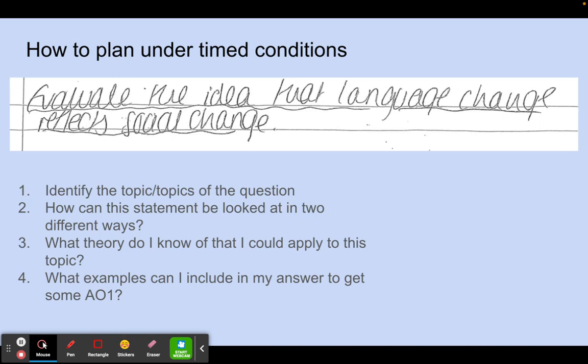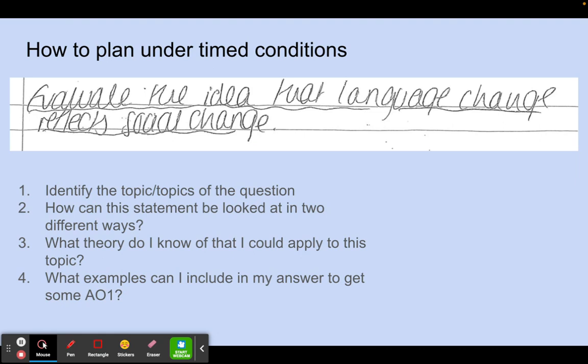Okay, we're going to go over a language change question here, and we're actually going to look at the essay that the student produced in a later video, so we can really break down how they got the marks that they did. So the question is, evaluate the idea that language change reflects social change. If you want to, you can write along as well.